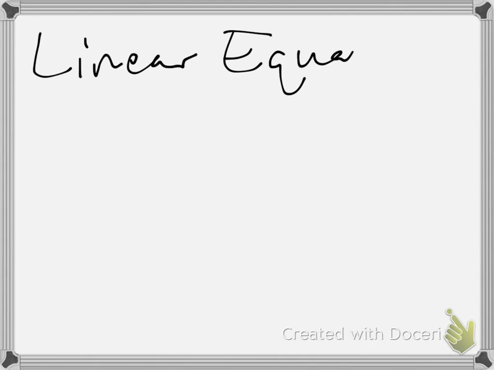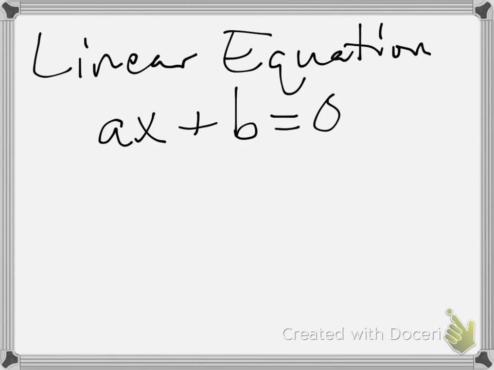Now, when you're thinking about linear equations, you always think of y equals mx plus b. A linear equation, in general form, would look something like this: ax plus b equals 0. So a and b are obviously numbers. Now, when we're trying to solve linear equations, you're only going to have one variable, but it may show up a bunch of times.